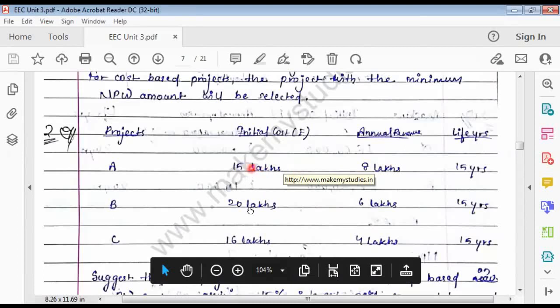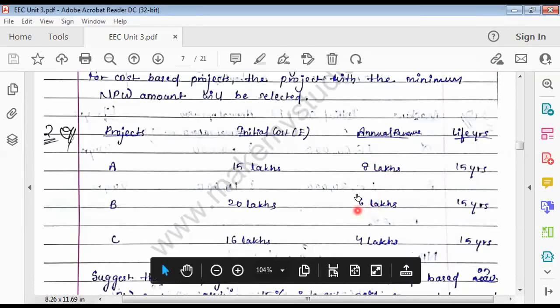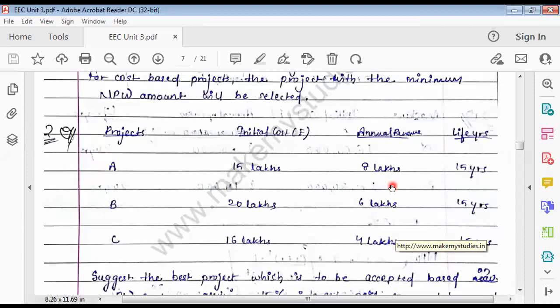Why is it so? Because this 15 lakhs, 20 lakhs, 16 lakhs, these are all cost, but one time cost, single time cost. But these returns, look at the heading, annual returns. So that shows that these are annual returns. Every year the company is expected to get 8 lakh rupees till next 15 years from A. Every year company expects to get 6 lakh rupees till next 15 years from B. Every year the company expects to get 4 lakh rupees for the next 15 years from C. So that shows that this is a question where revenue dominates the cost.